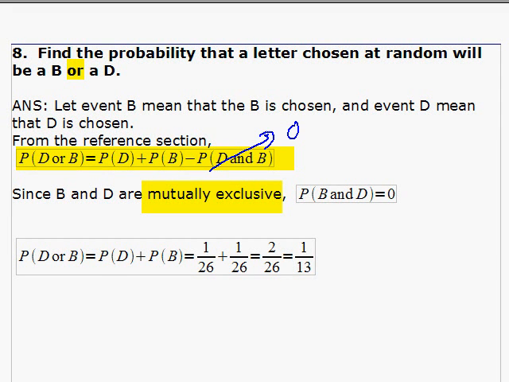So this is just the probability of D plus the probability of B. Well, to pick D out of the alphabet is 1 in 26, since there's only one D. Same for B. It's 1 out of 26. And you can add that, 2 out of 26, get 1 out of 13, and leave it like that.